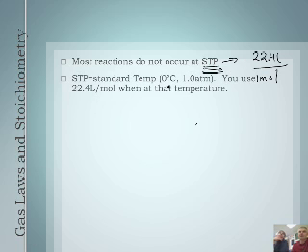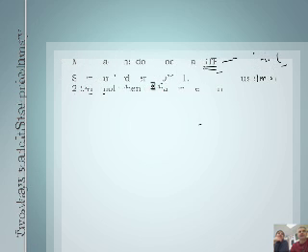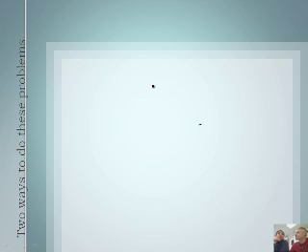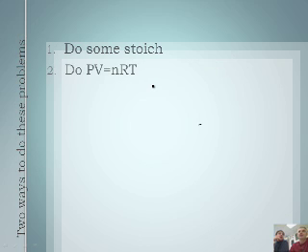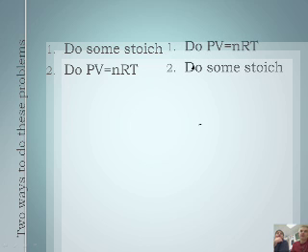Standard temperature and pressure, as you recall, is 0 Celsius, 1 atmosphere. You could use that 22.4, but only if you're at that temperature and pressure, which is not going to happen very often. So there are 2 ways to solve these problems. You can, A, do some stoich and then do PV equals nRT, or B, do PV equals nRT and then do stoich. It depends on what you're starting with.